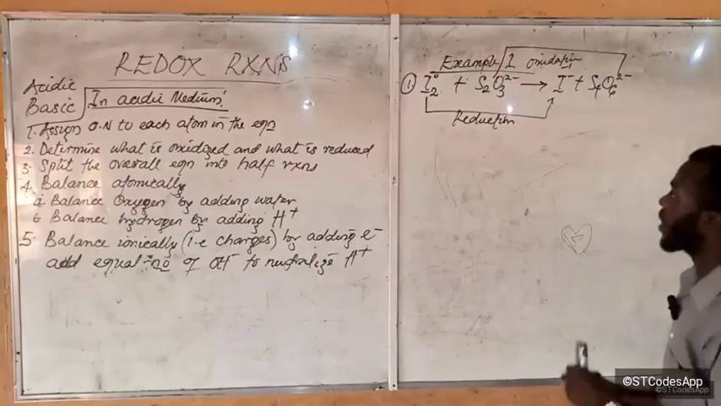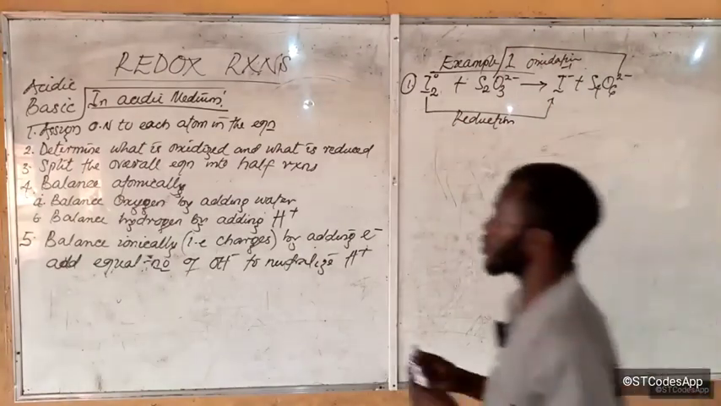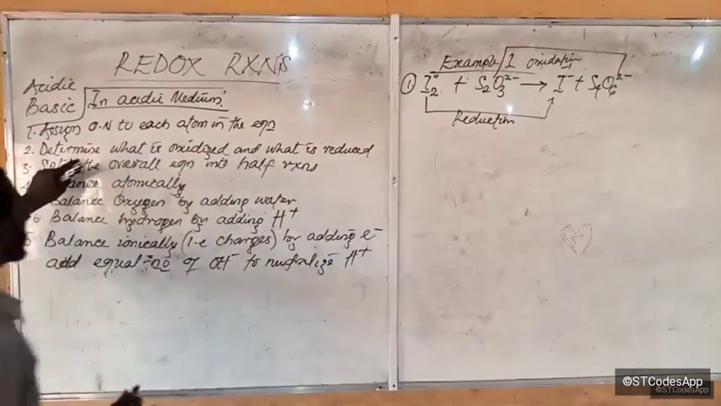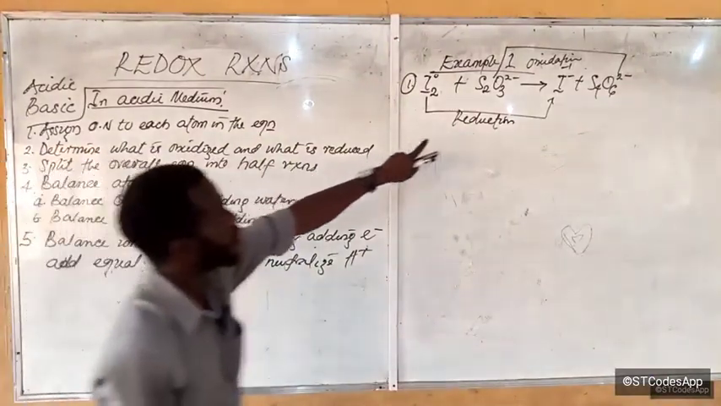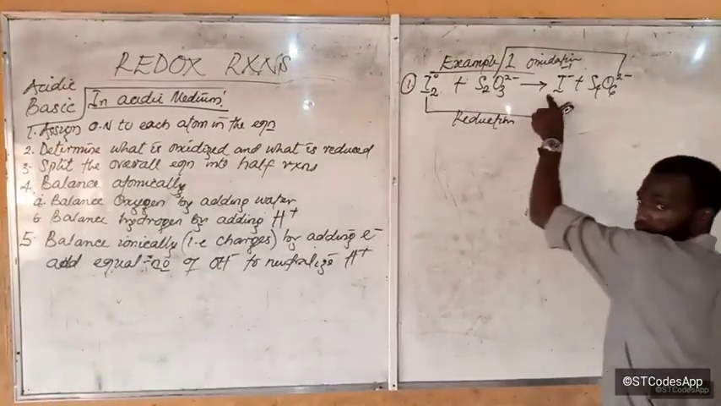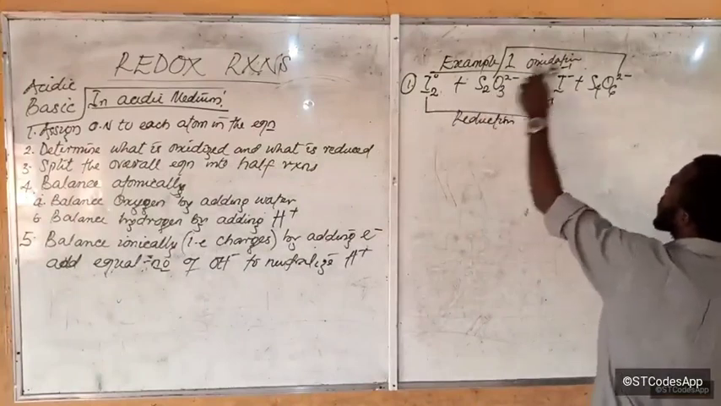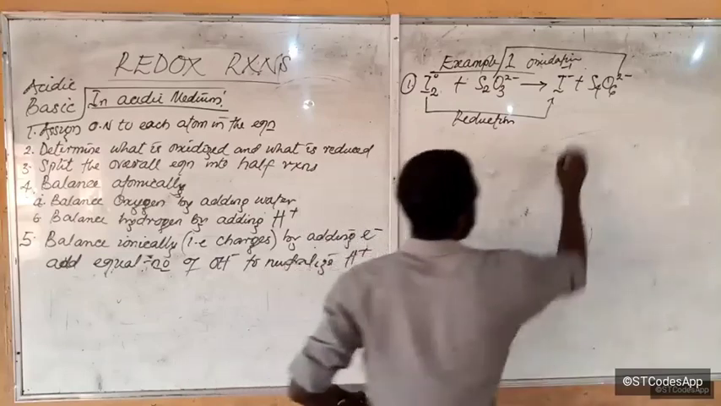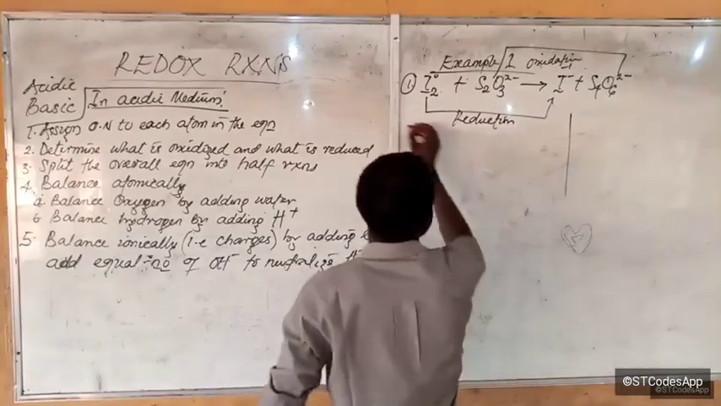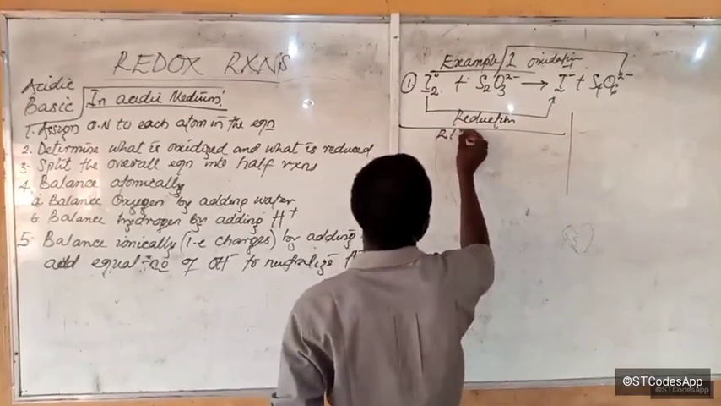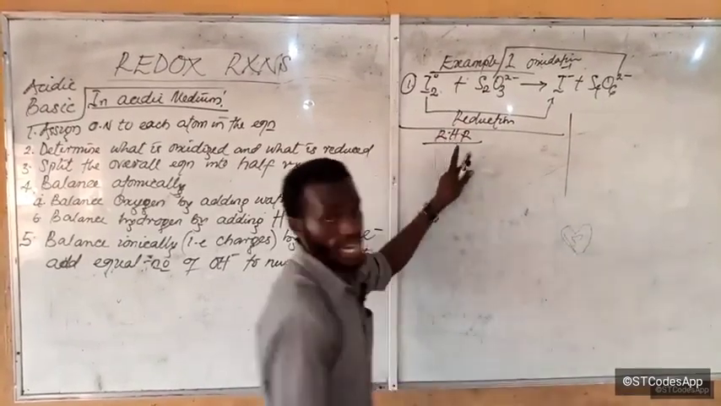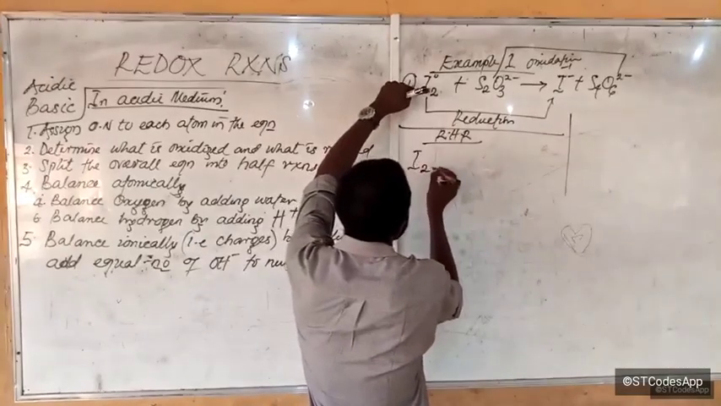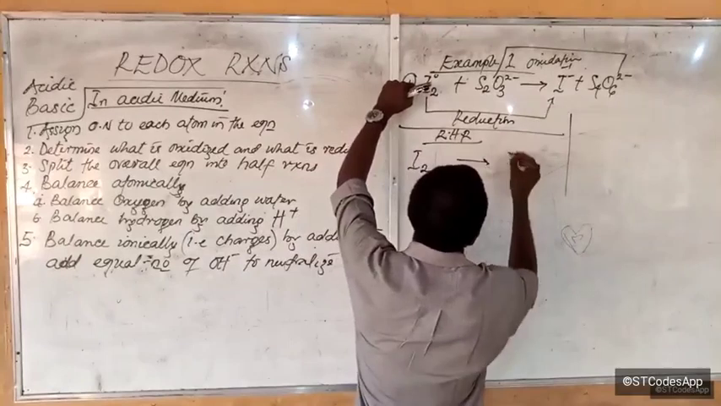Is that okay? So we are going to write what we call the half equation. Since we have assigned oxidation number, the next step says we should determine what is oxidized and what is reduced. So this guy is being oxidized, this guy is being reduced. Then we should split the overall reaction into half reactions. So let's split them into half reactions. We have our reduction half reaction, so I put it as RH. In the reduction half reaction, we went from I2 to I minus.